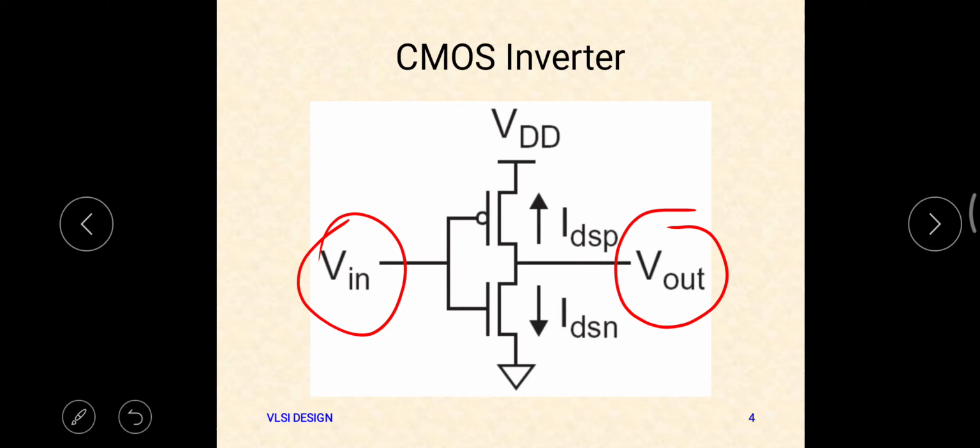CMOS, complementary metal oxide semiconductor, is nothing but a combination of PMOS and NMOS. PMOS is called the pull up device, NMOS is called the pull down device. PMOS is always connected to the power supply, NMOS is always connected to the ground. At the gate terminal the input is given, and at the drain terminal the output is taken out. The output is the complement of the input, so this is called complementary metal oxide semiconductor. We are going to derive the voltage transfer characteristics for this circuit.